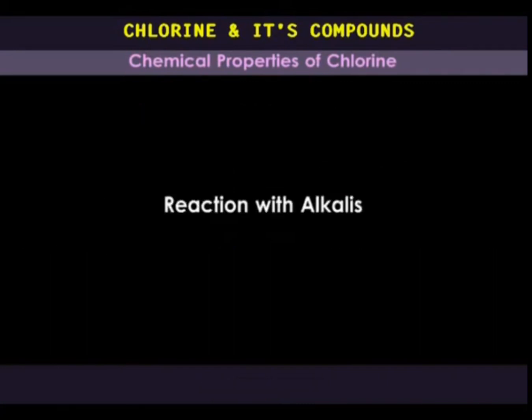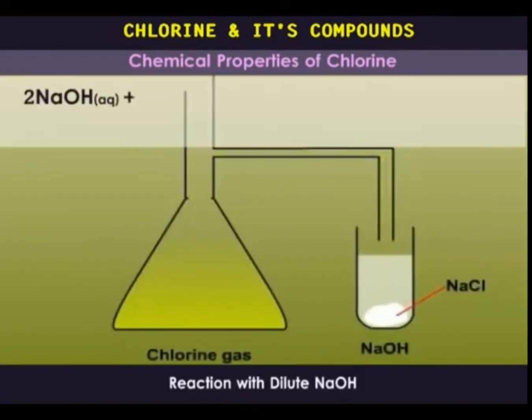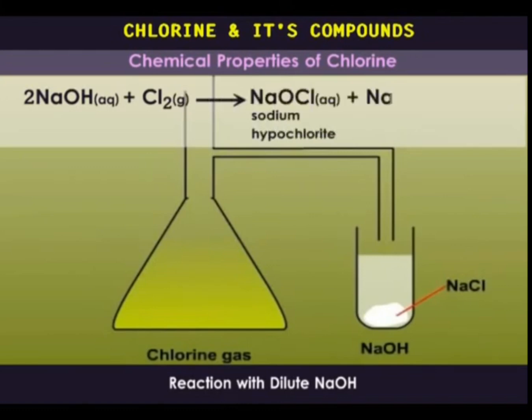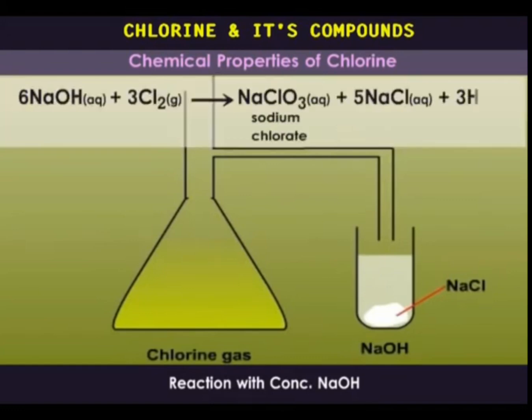Reaction with alkalis. When chlorine gas is bubbled into a solution of dilute sodium hydroxide, sodium hypochlorite and sodium chloride are formed. When chlorine gas is bubbled into a solution of concentrated sodium hydroxide, sodium chlorate and sodium chloride are formed.